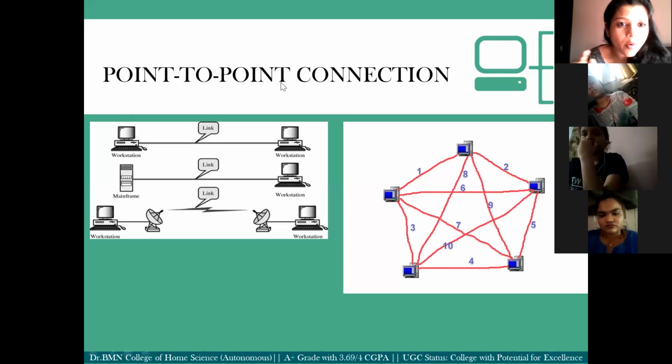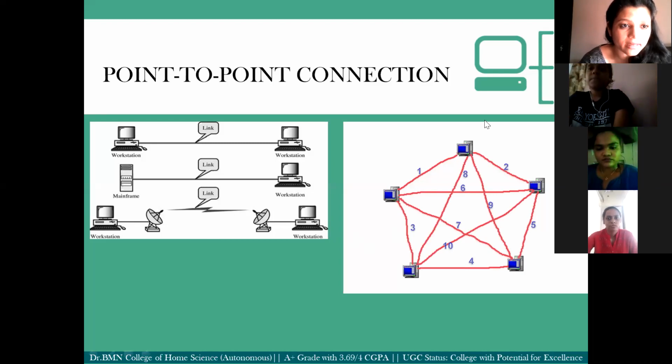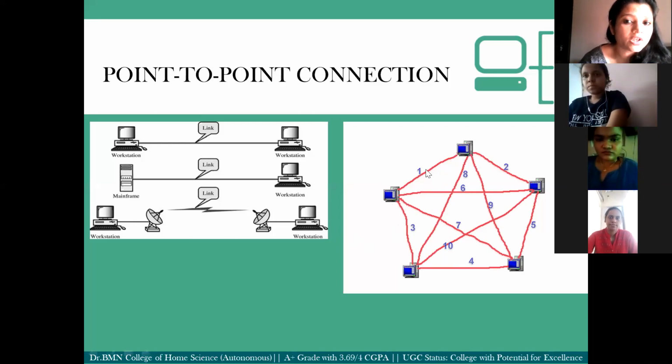Is that understood? Point to point connection. There is only one link, one dedicated channel between two devices. The entire capacity of this channel is utilized by these two devices only. So there is only one transmitter and one receiver for a particular channel. If you see link number 2, it has one receiver and one sender.